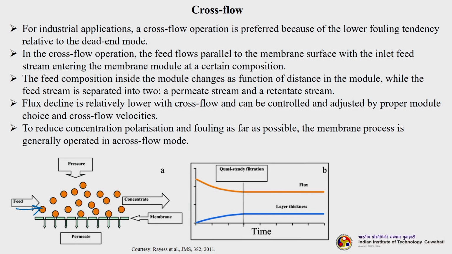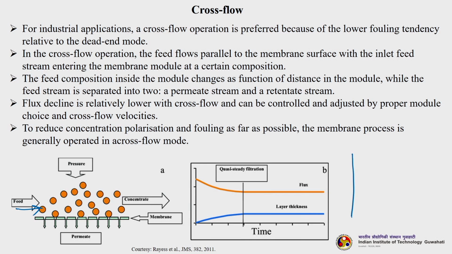However, since the flow is continuous, the feed itself does not allow the deposition of solid particles over the surface of the membrane. Solids deposition will happen, there will be concentration build up. However, the rate at which they deposit on the surface of the membrane will be much slower in comparison to the dead end filtration system. So, the feed composition inside the module changes as a function of distance in the module, while the feed stream is separated into the permeate stream and the retentate stream, and the flux decline is relatively lower.